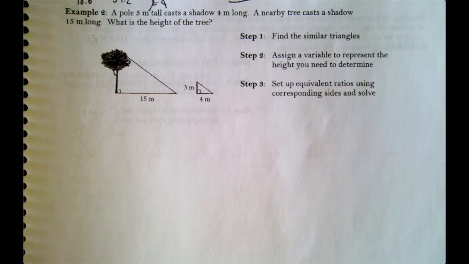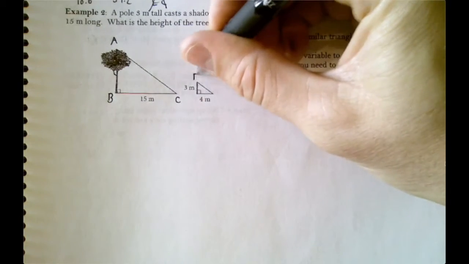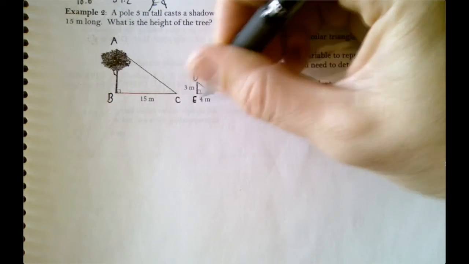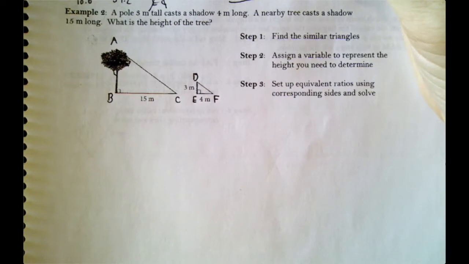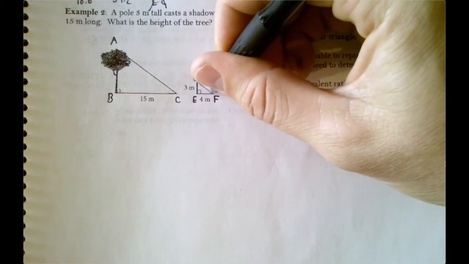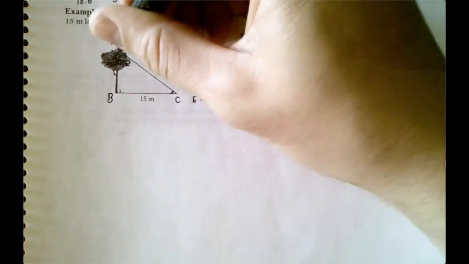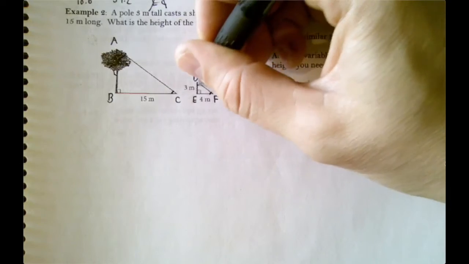All right, so we got two similar triangles here. We've got A, B, C, and D, E, F. How do we know we have similar triangles? Well, the shadows are going to make the same angle at the ground, and we have right angles. So that means that this angle and this angle have to be the same.